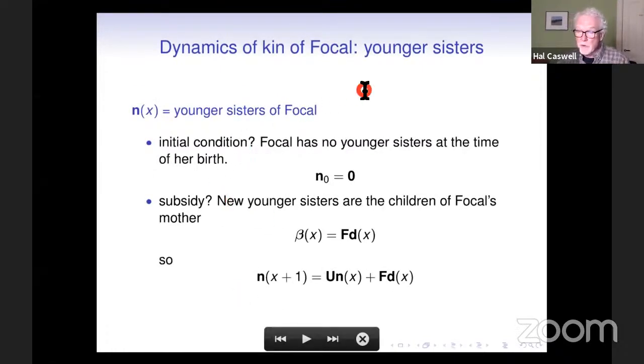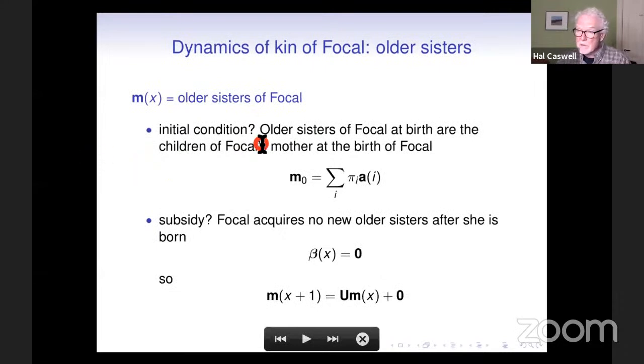The younger sisters of Focal, initial condition, when Focal is born, by definition, she has no younger sisters, so the initial condition is zero. Subsidy, Focal can get new younger sisters. Those come from applying the fertility matrix to the vector of Focal's mother, because Focal's new younger sisters are the children of her mother. And so here's the dynamic expression for younger sisters of Focal.